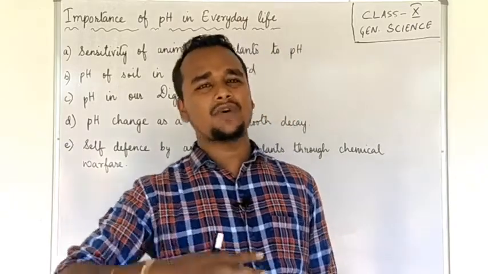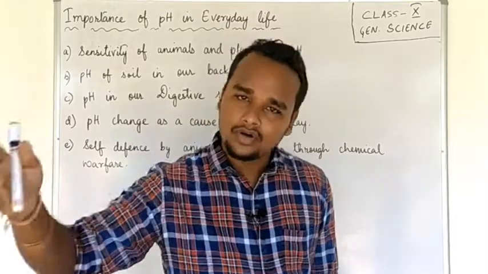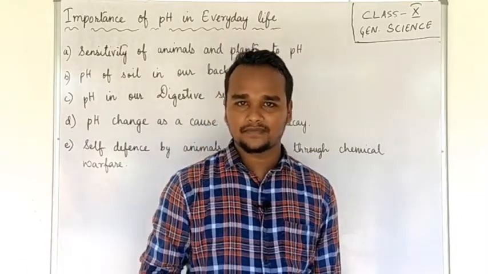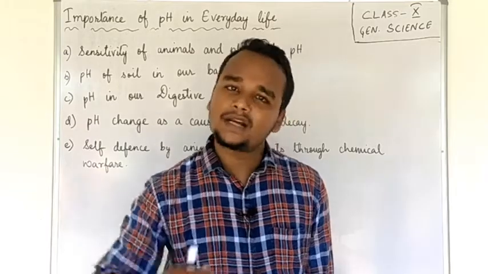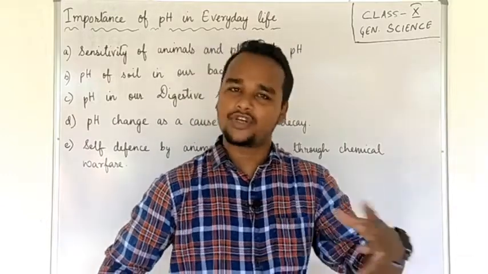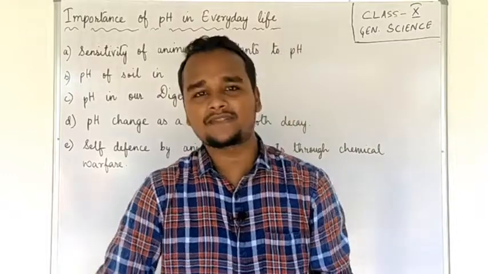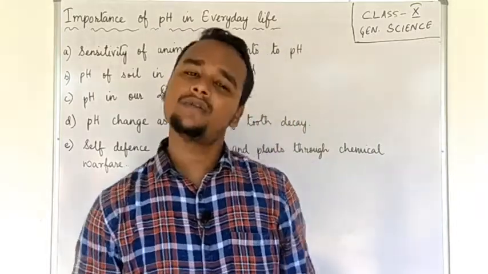So what was the range of the pH scale? The range of the pH scale started from 0 to 14. 7 was the neutral one. Less than 7 is acidic, more than 7 is basic. As we go closer to 0, the acidic strength will increase, and as we go closer towards 14, the basic strength will increase. I hope you all have remembered it by now.